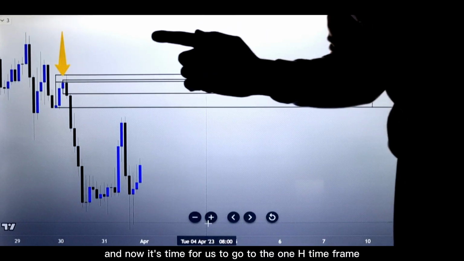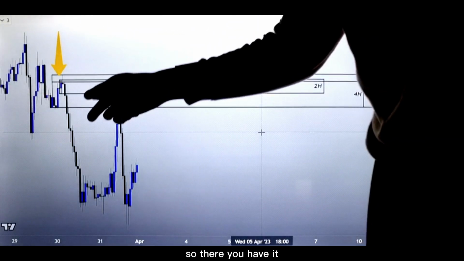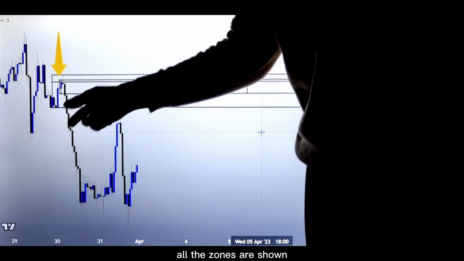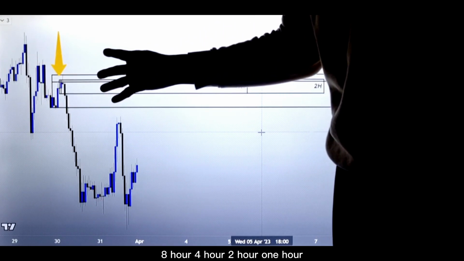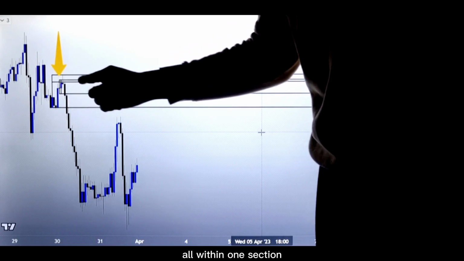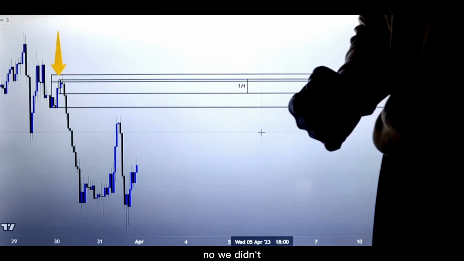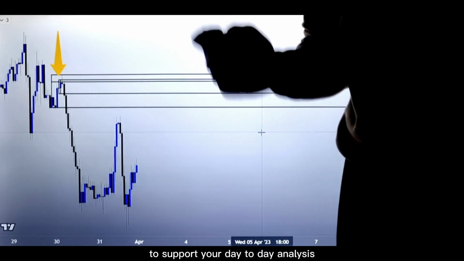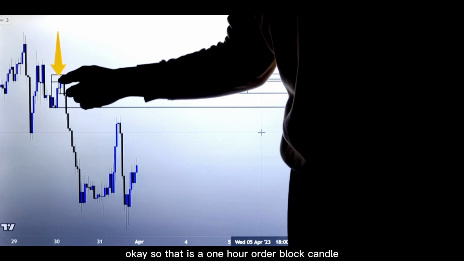And now it's time for us to go to the 1H time frame. So there you have it. Now we are on the 1H time frame. All the zones are showing how important this section is. 8-hour, 4-hour, 2-hour, 1 hour, all within one section. Did we have to go through all these time frames? No, we didn't. But if you do, you have a stronger confluence to support your day-to-day analysis. Okay, so that is our 1 hour order block candle.